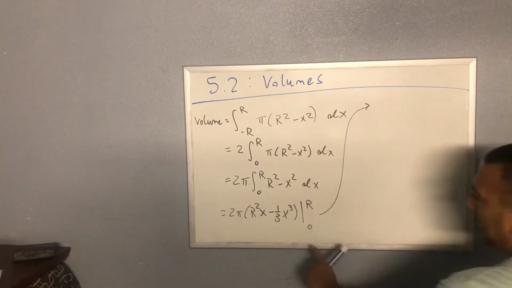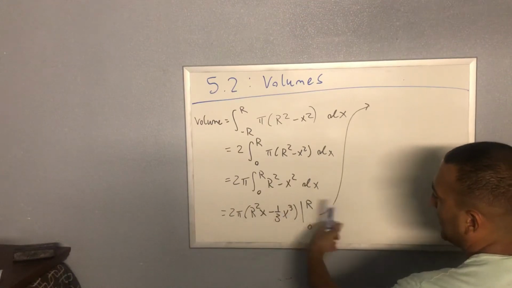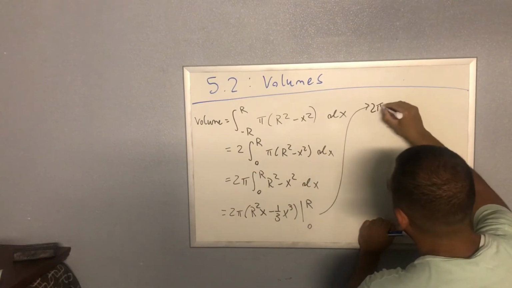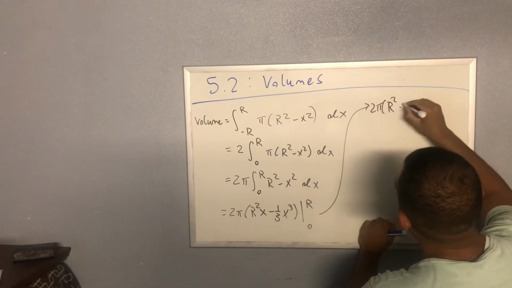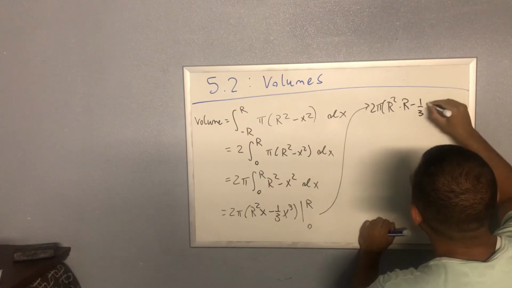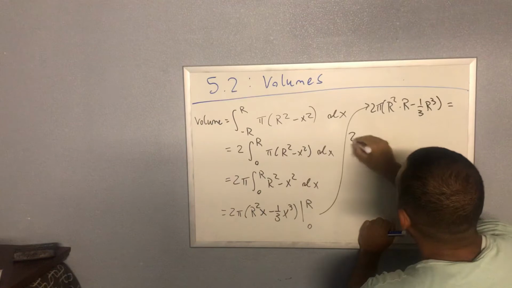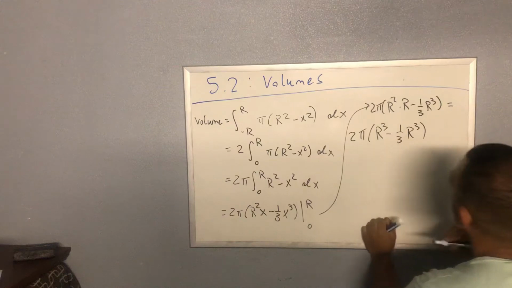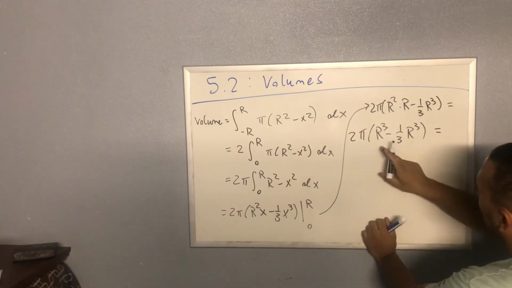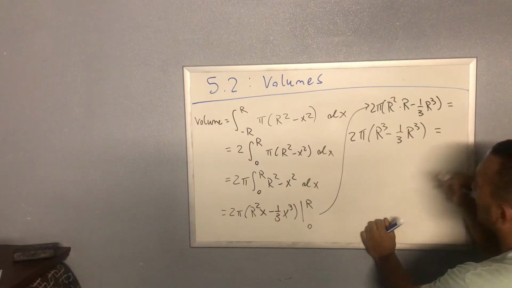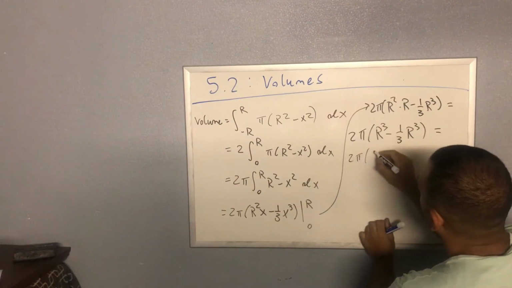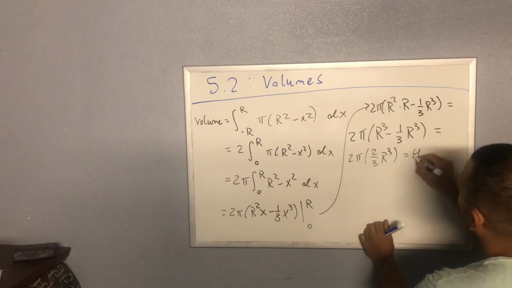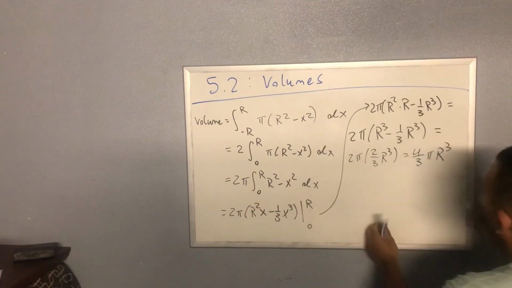Okay, and then you can see if you stick 0 in here, that'll go to 0, that'll go to 0. So I don't really have to worry about sticking 0 in. The meaningful part is just going to be 2 pi times r squared times r minus 1/3 r cubed, which gives 2 pi times r cubed minus 1/3 r cubed. 1 minus 1/3 is 2/3, right? So this is 2 pi times 2/3 r cubed, which is the formula that we all know, 4/3 pi r cubed.